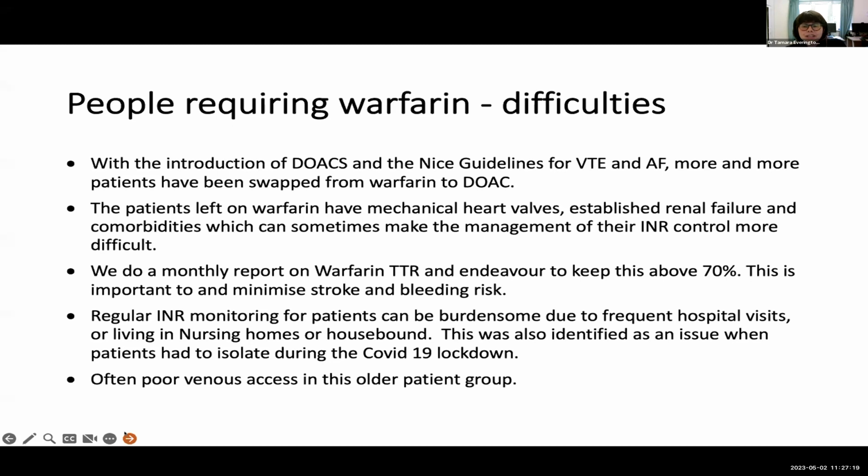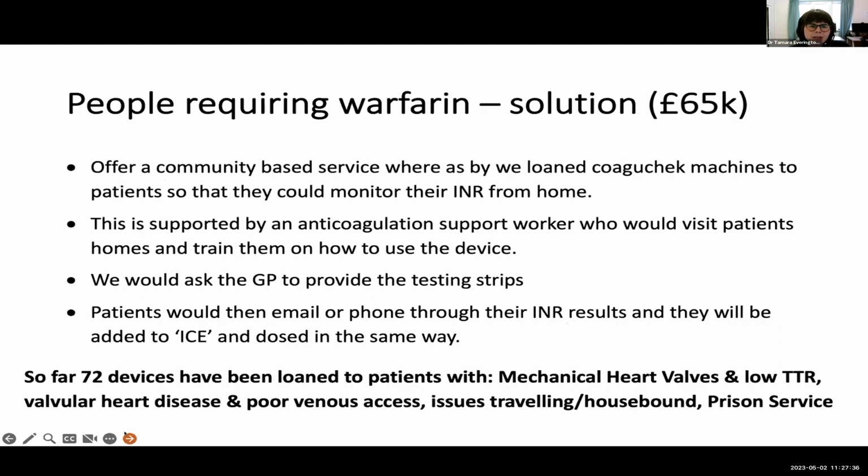So during COVID, we tried something out. We tried doing finger prick tests in the car park outside the haemophilia centre, and that actually worked really well. And then we thought, oh, this is interesting. Let's have a think about whether we could do this in a different way. Next slide, please.